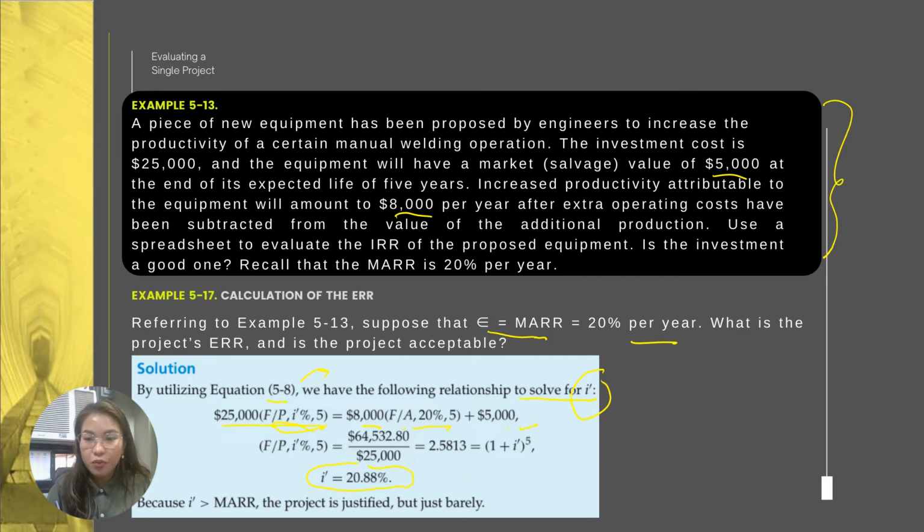Now, remember our decision rule for ERR. Because the I prime percent we obtained is greater than the MARR of 20%, our conclusion is that the project is justified, but just barely.